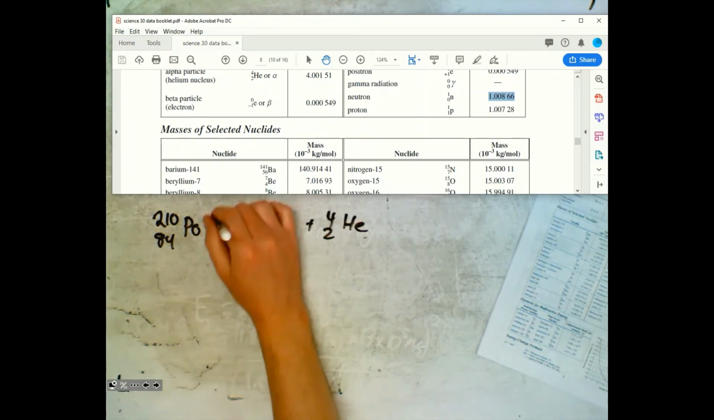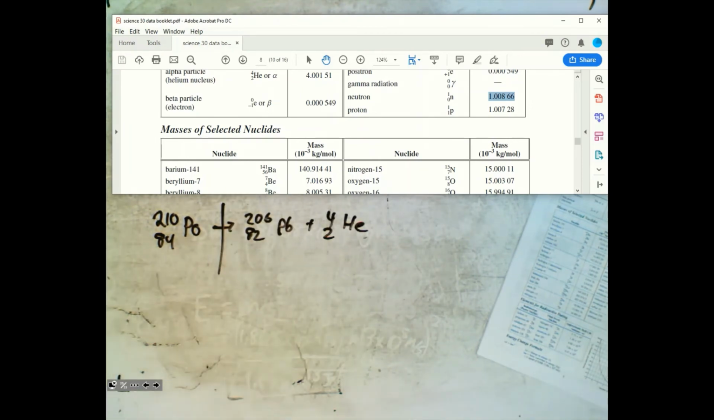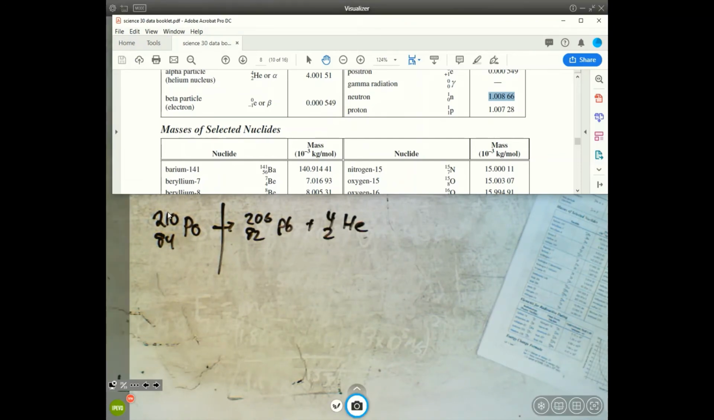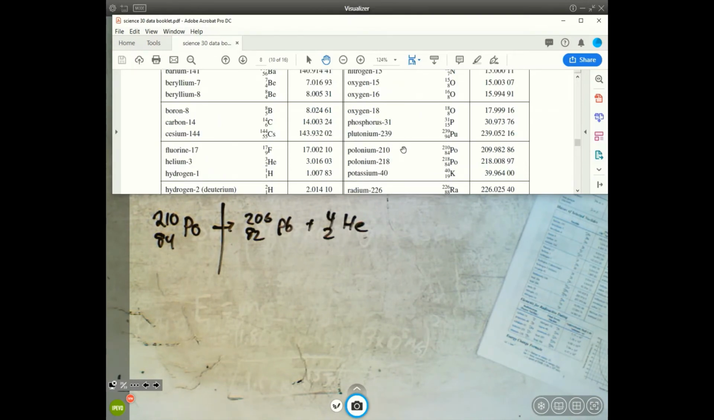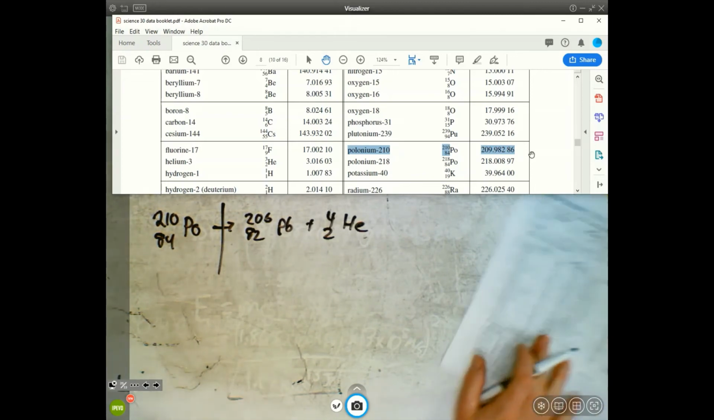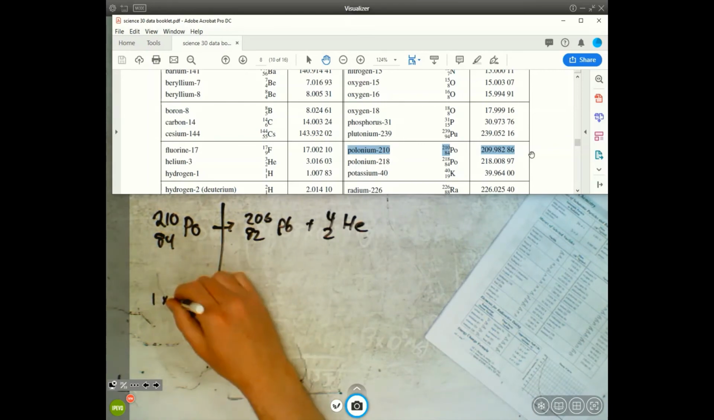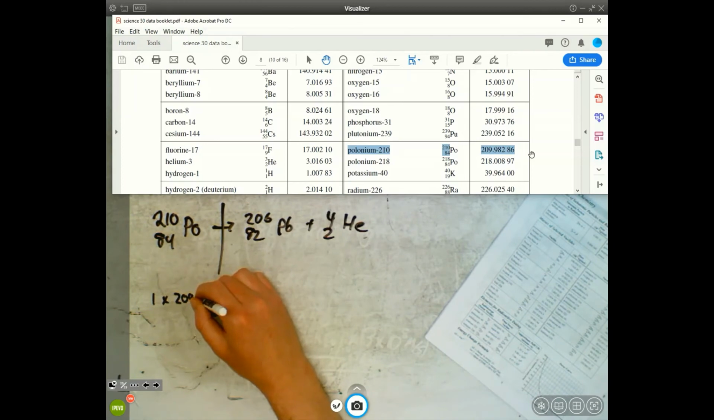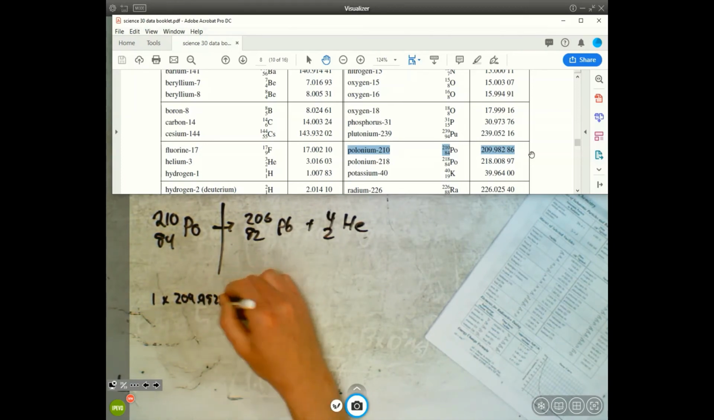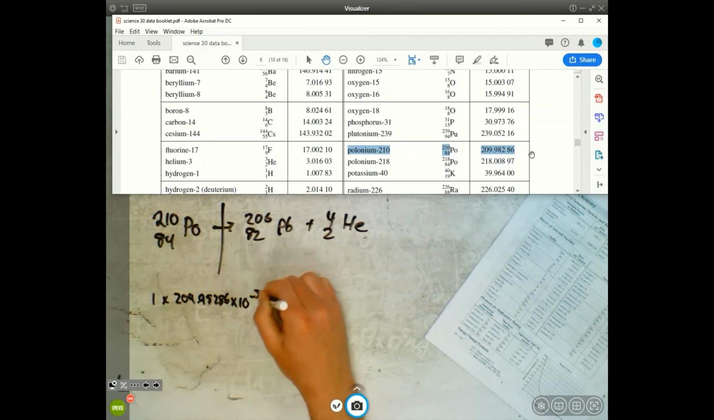Okay, so these are my reactants. So I just have to take the mass of my reactants. So you have to select the right one. So this is polonium-210. And there might be, see there's more poloniums in there, but we want polonium-210. So we'd write down the mass number. I have one of them. So I have 1 times 209.98286, and remember to put that times 10 to the negative 3 kilograms. So that's all I have as my reactant.